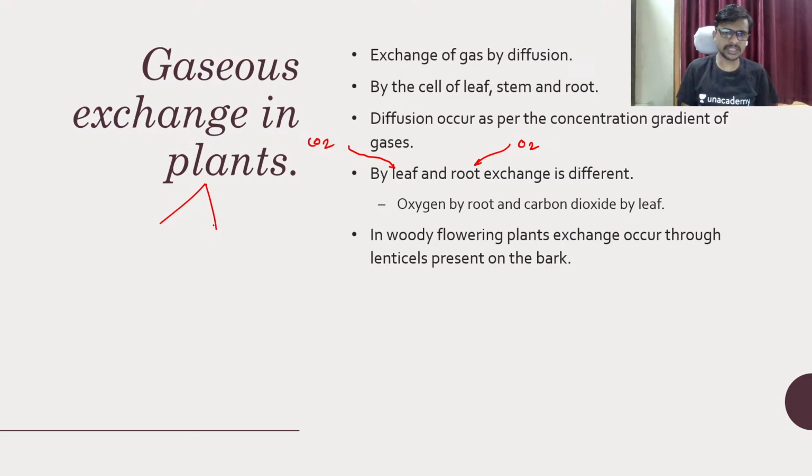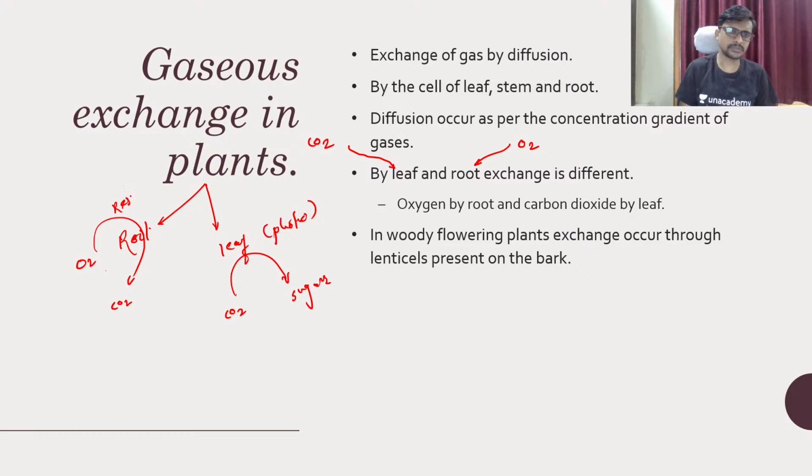For example, this is a root of a plant and leaf of a plant. Leaf is a photosynthetic part, so it requires carbon dioxide to convert into sugar, and it requires oxygen for respiration. So here respiration occurs.